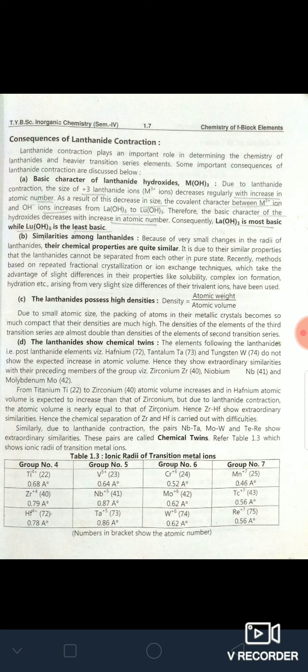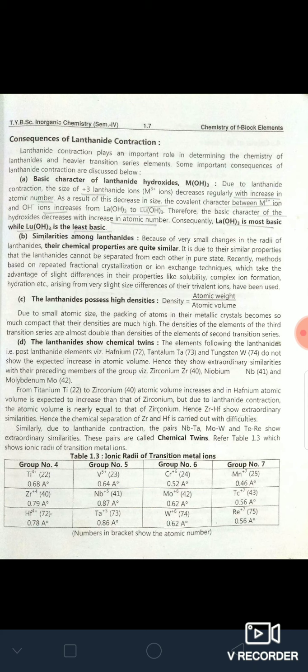Next is lanthanides possess high density. Density is equal to atomic weight upon atomic volume. Due to small atomic size, the packing of atoms in their metallic crystals becomes so much compact that their densities are much higher. The densities of the elements of the third transition series are almost double the densities of the elements of second transition series.